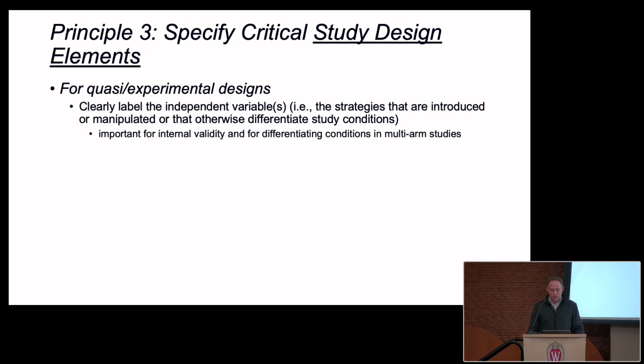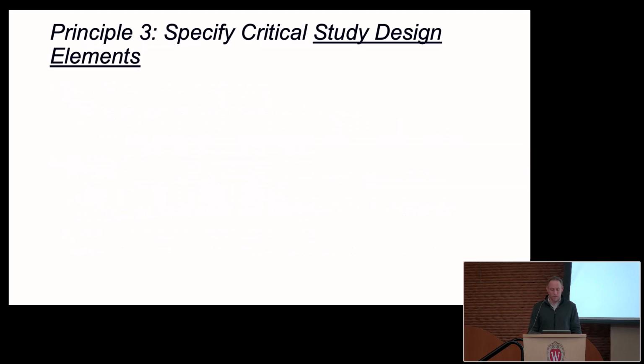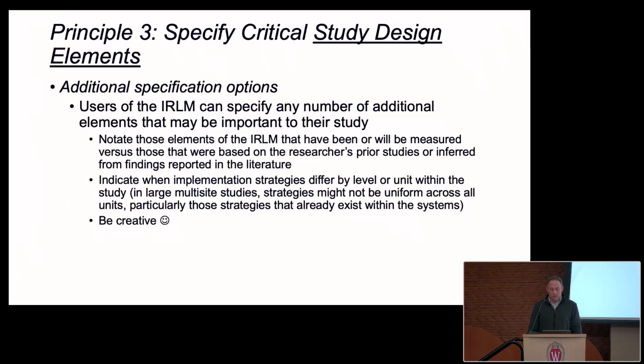So here's some other things too. I'm going to send this out so you can look at this, but there's some examples that I'll show. Additional specifications: there's a number of other things you could potentially do for your study. You could notate elements that have been or will be measured versus those that are based on your experience, prior studies, or inferred. But my bottom line is just be creative. Whatever's going to help. This is like creating any figure that you would have for a manuscript or a grant. Do whatever is going to supplement and improve the text, and obviously replace that text, because you want to make this as maximally communicative as possible.